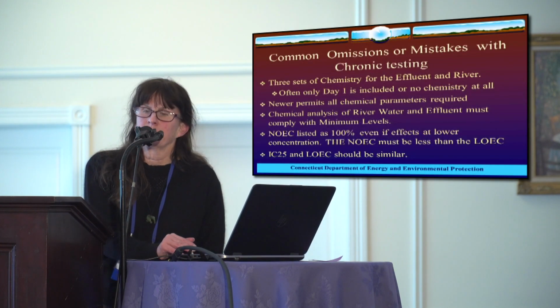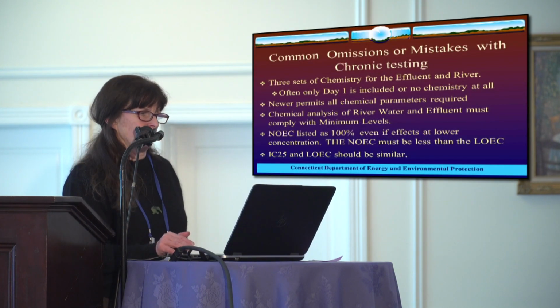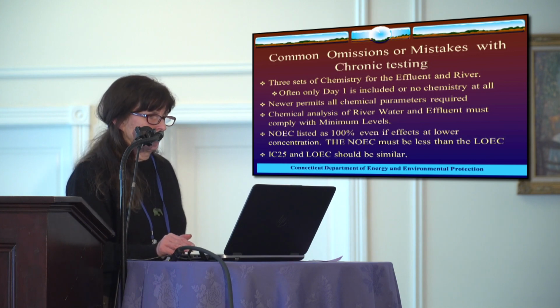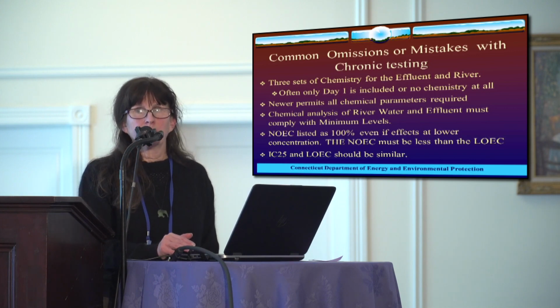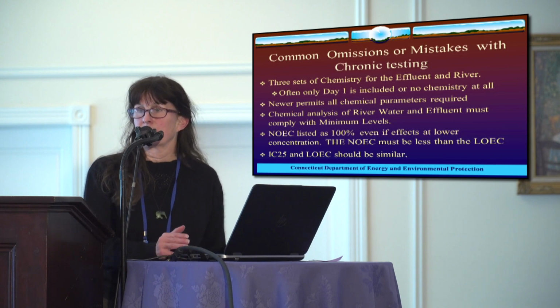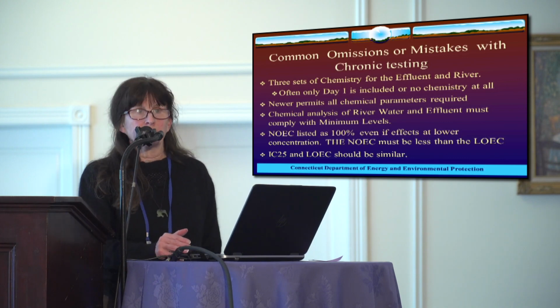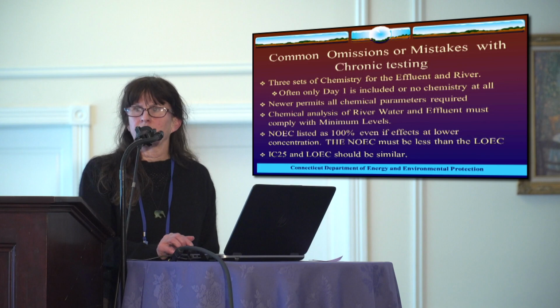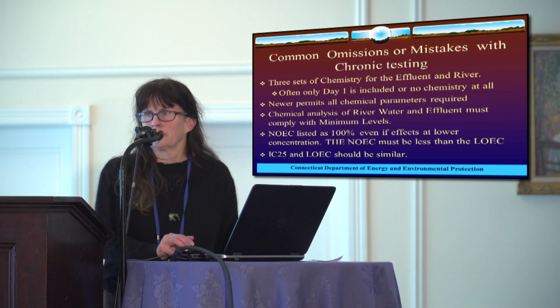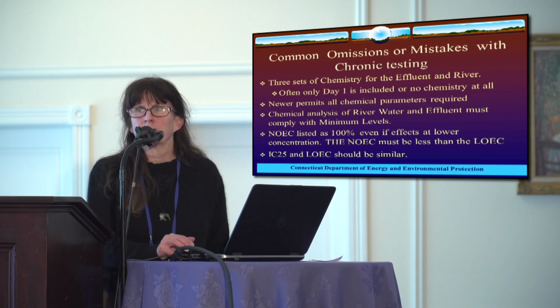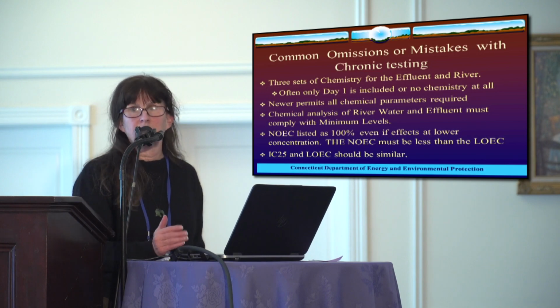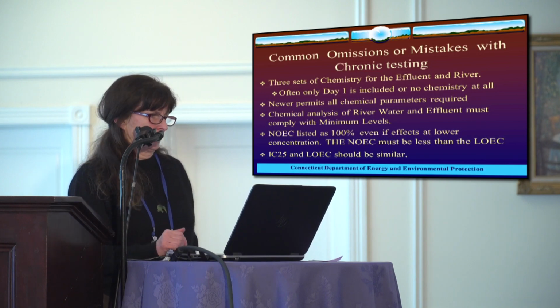I pretty much talked over the omissions for the chronic testing. The newer permits require all of your NPDES parameters that you run on a tox test to be run on the effluent in the stream. The old ones, I think, look at total and dissolved copper, total dissolved zinc, ammonia, and TSS. So as your permits get renewed, you'll see that.